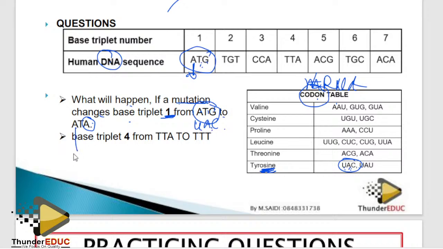Now I change it again. Also U, it's going to be A. UAU. What does it mean? UAU is also tyrosine. So a change from this to this will lead from UAC to UAU. That's the first mark, converting this into codons. Which will code for the same amino acid, tyrosine. Therefore, there will be no change in the protein. Why? Because it's the same amino acid which is being coded for.